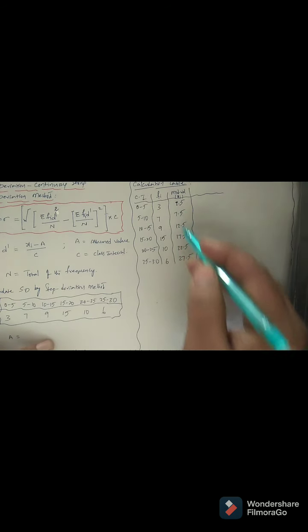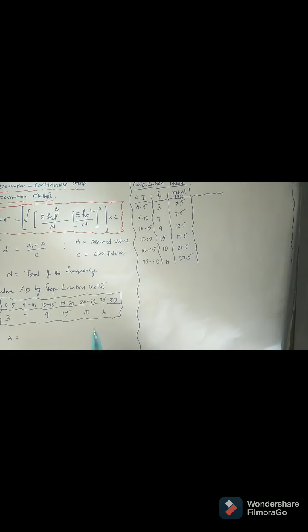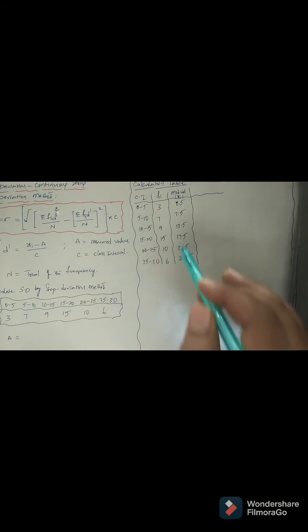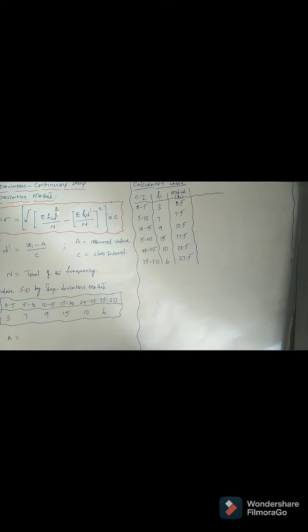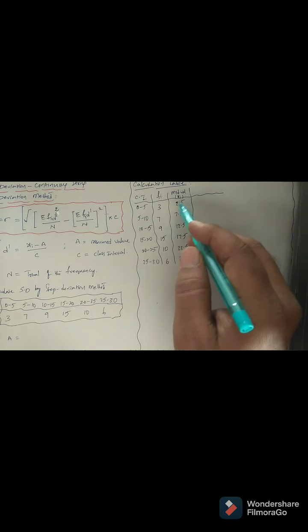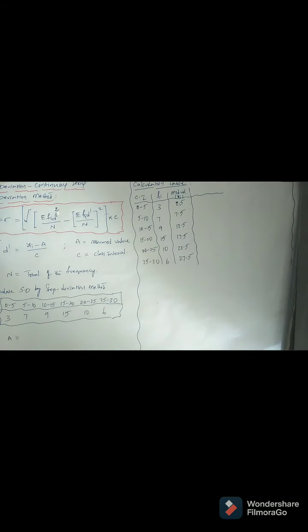So these are the mid values. To make them meaningful, choose any one value which is near to these values. According to my experience, if you choose 2.5, all the other values are going to be a little bit simpler. Understand? So let us suppose that here A is equal to 2.5, the assumed value.